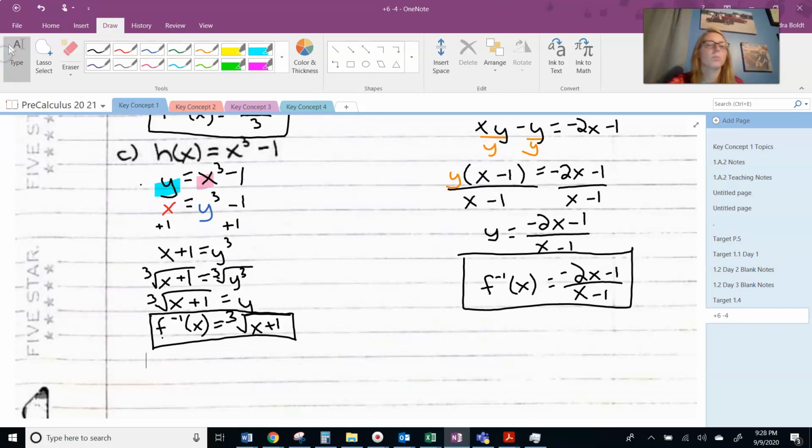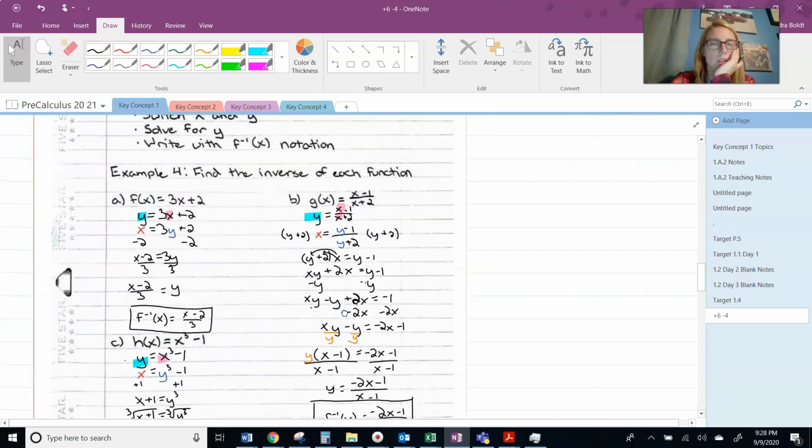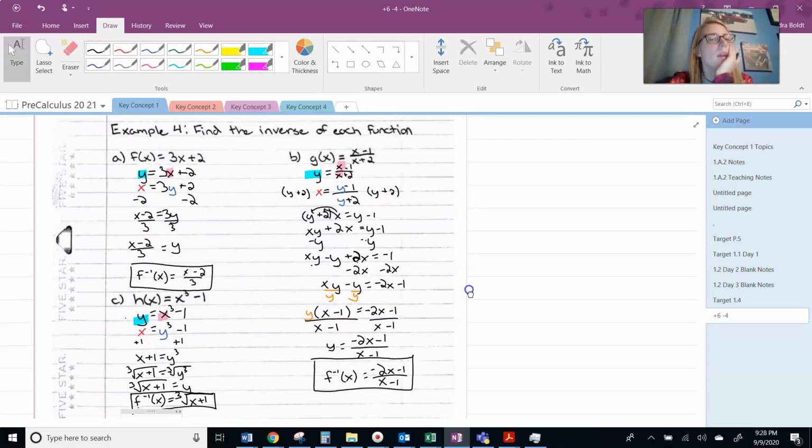Okay, so really, your only really long problems are these rational function ones. They get really long. Otherwise, it's just some quick algebraic solving and they're not too bad.